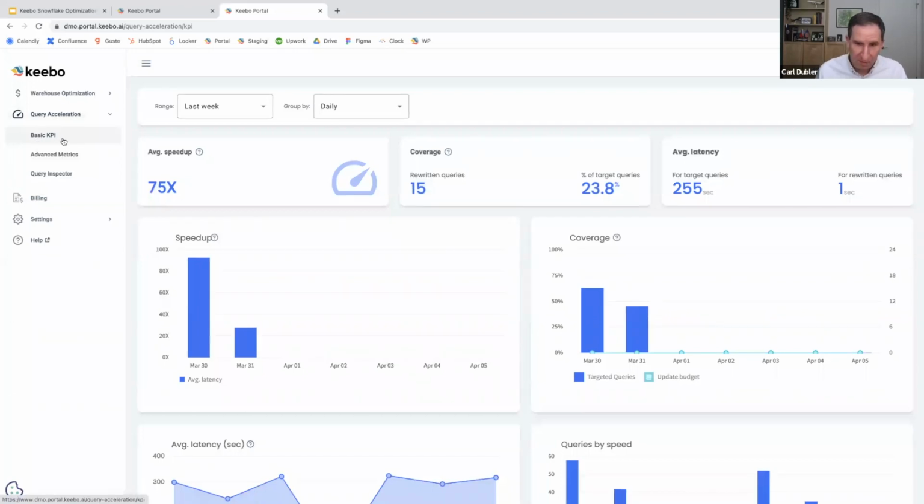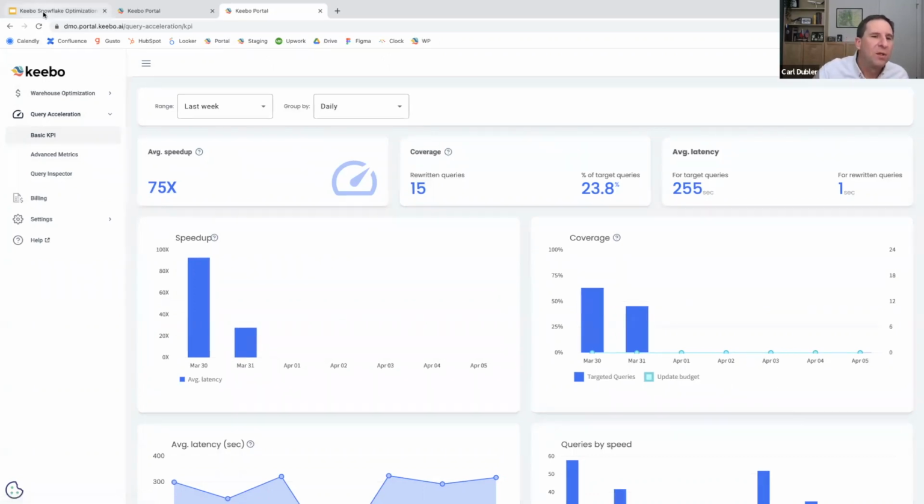This product from Keebo, what it does is it looks at the queries as they're happening in real time. So it's a totally different product than warehouse optimization, because we're looking at the actual queries, and we build something called smart models dynamically, which is roughly equivalent to like a materialized view. And then we rewrite the query to use that smart model, and it can really speed things up. This is excellent, especially for dashboard acceleration.